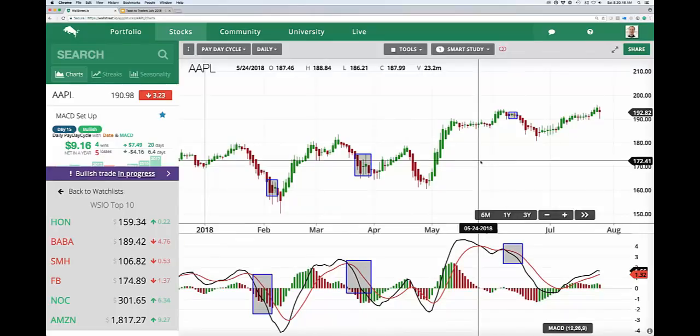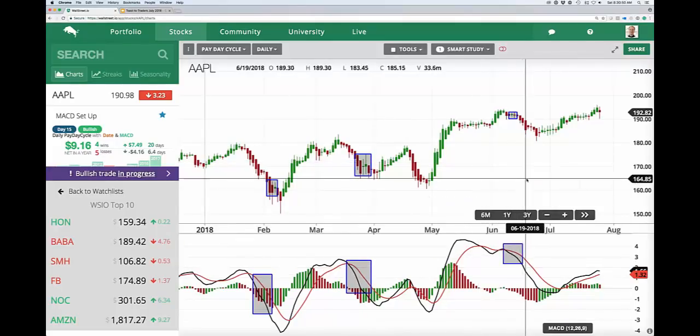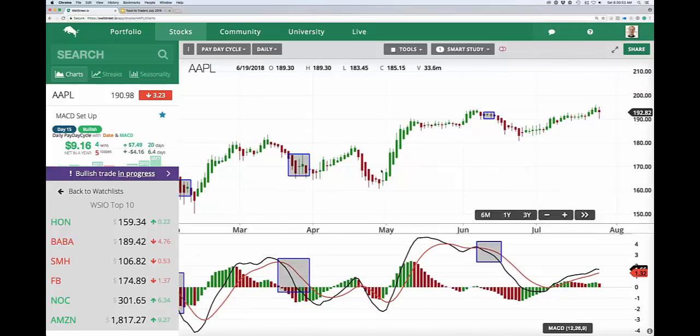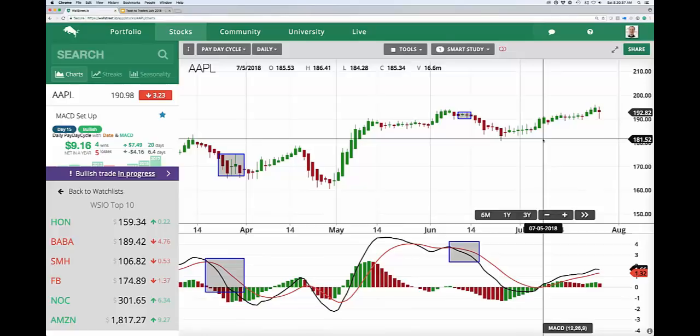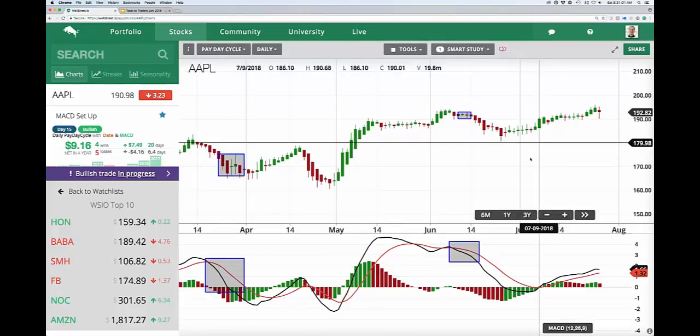So for a lot of us, we either short or avoid being long Apple while the MACD is bearish, because we know, according to all the probability numbers that we have in smart studies here, that the probability of success is diminished, and we can actually backtest that in real time, which is pretty cool.